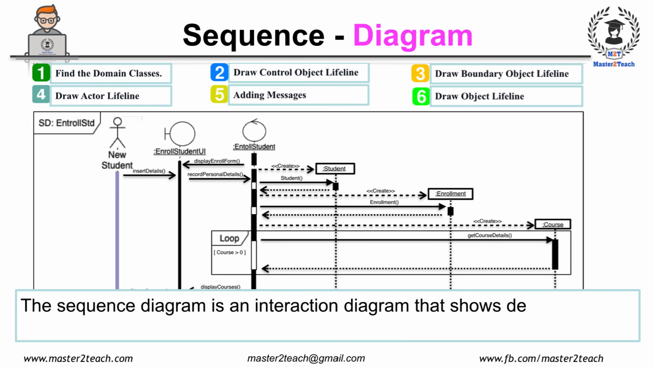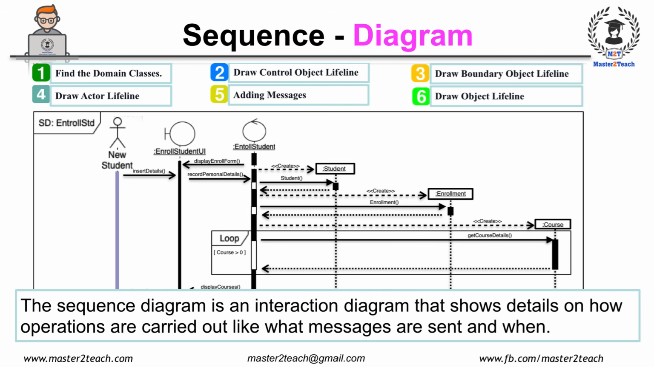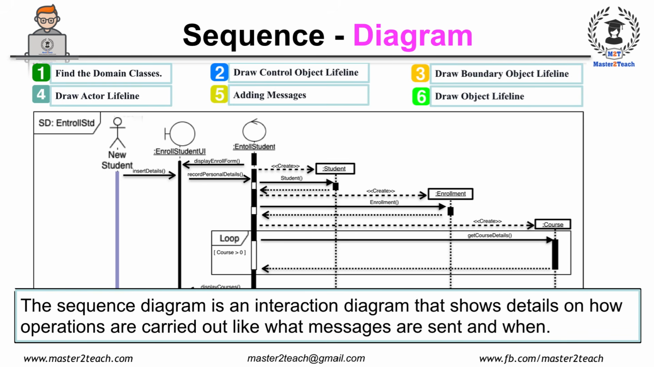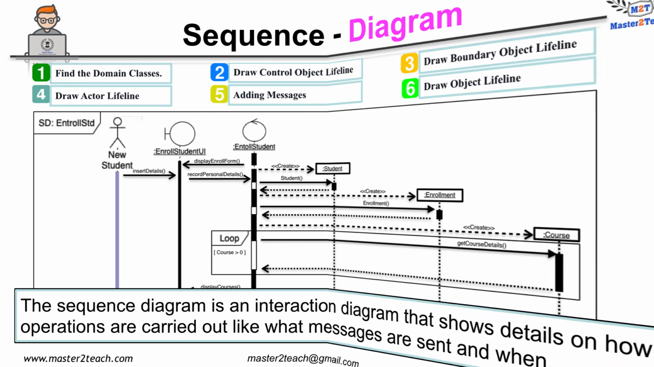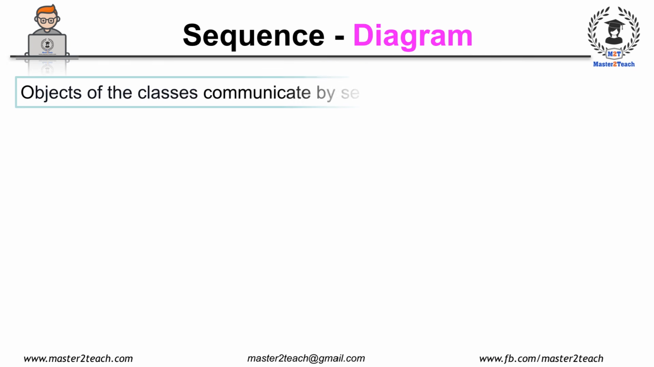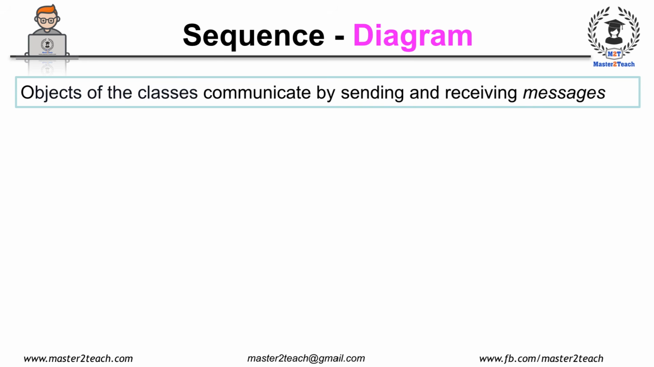The sequence diagram is an interaction diagram that shows details on how operations are carried out, like what messages are sent and when. It can be drawn at different levels of details and to meet different purposes at several stages in the development lifecycle. It is typically used to represent a detailed object interaction that occurs for one use case or for one operation. We all know that objects of the classes communicate by sending and receiving messages.